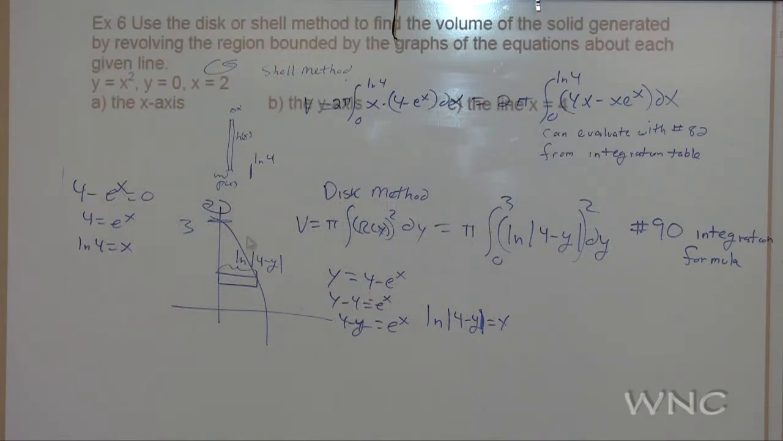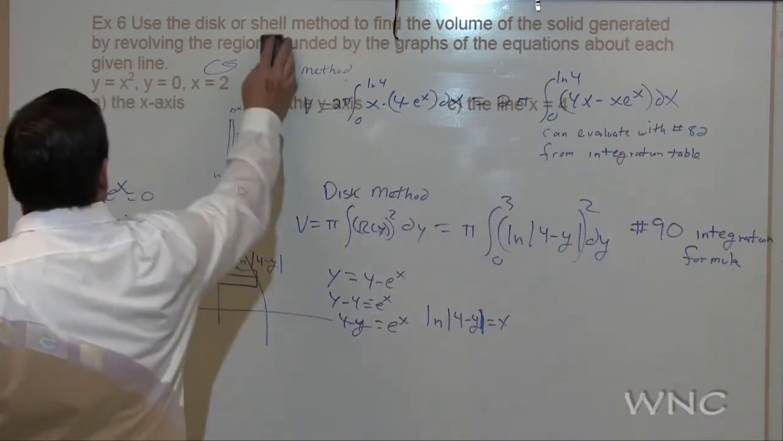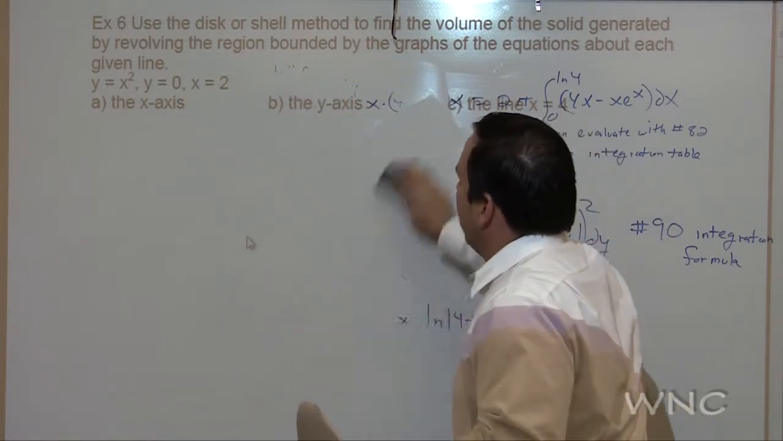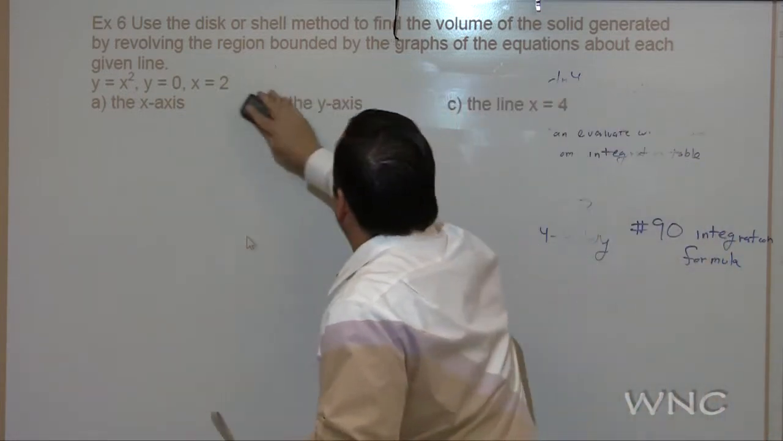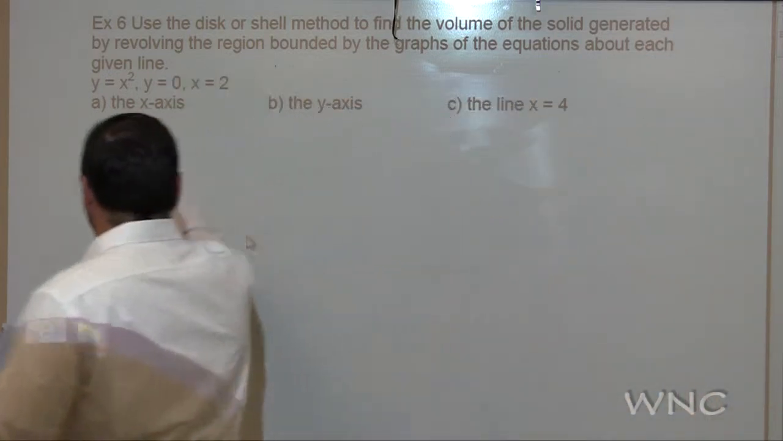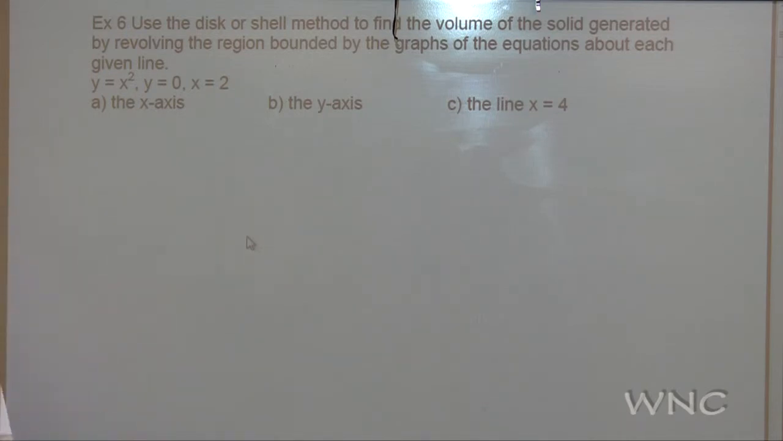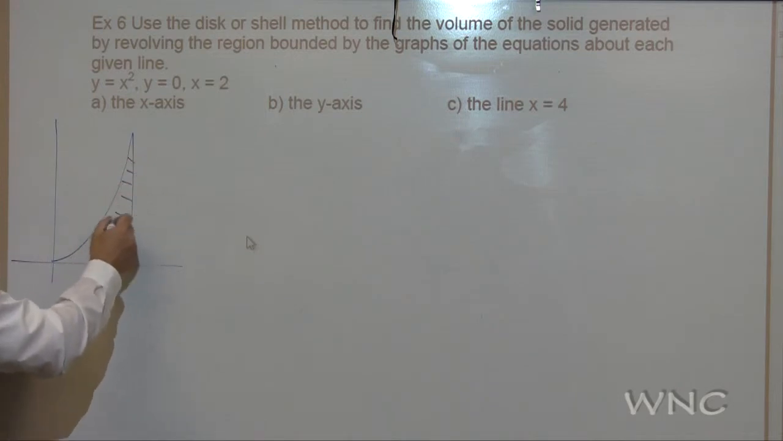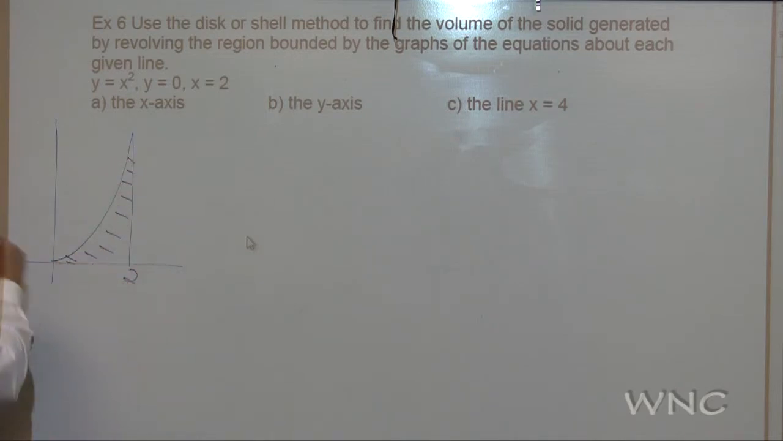So in example 6, we're actually going to work it out, but we get to choose which one we use for the different situation. We have y equals x squared, y equals 0, and x equals 2. It's going to go about, in the first case, the x-axis, then the y-axis, then y equals 4, x equals 4, excuse me. So here's our shape. This is 2 here. Y equals 0 is down there.